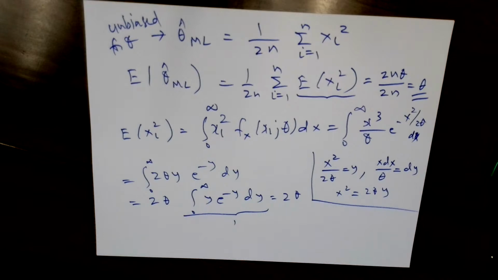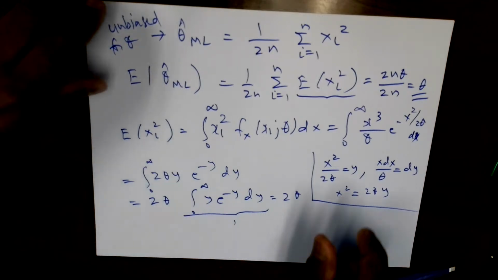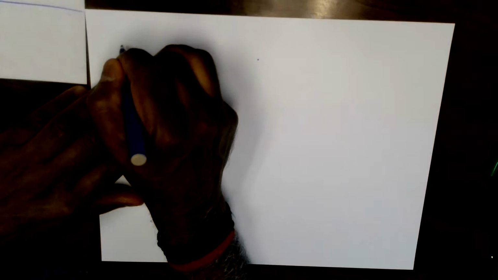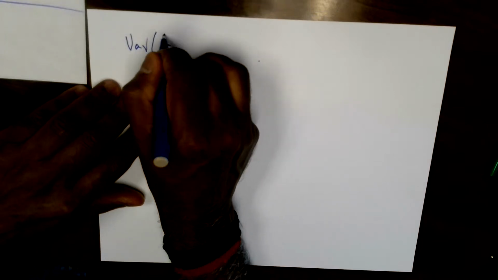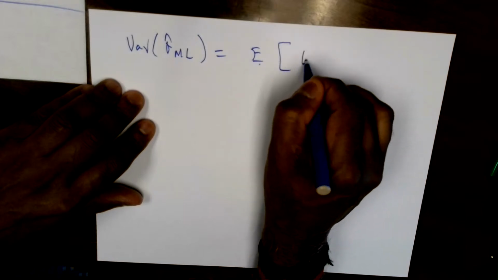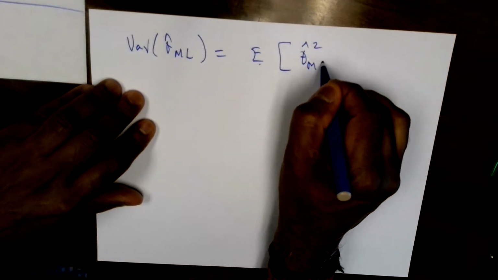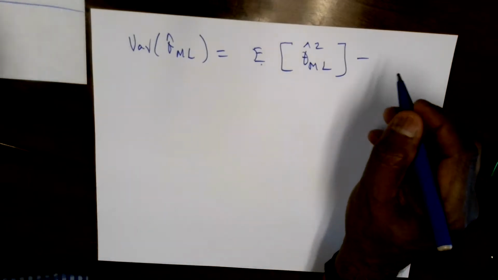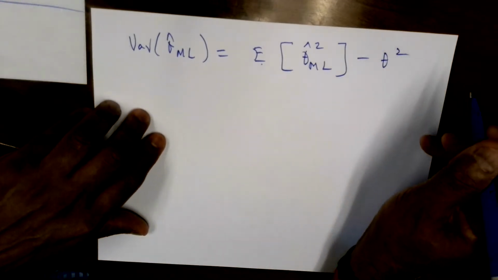So now the question is, what is its variance? Just to show you the dynamics, let me do it. The variance of theta hat ML is the expected value of theta hat ML squared minus its mean squared. We just found out the mean. The mean is theta, so that's theta squared.